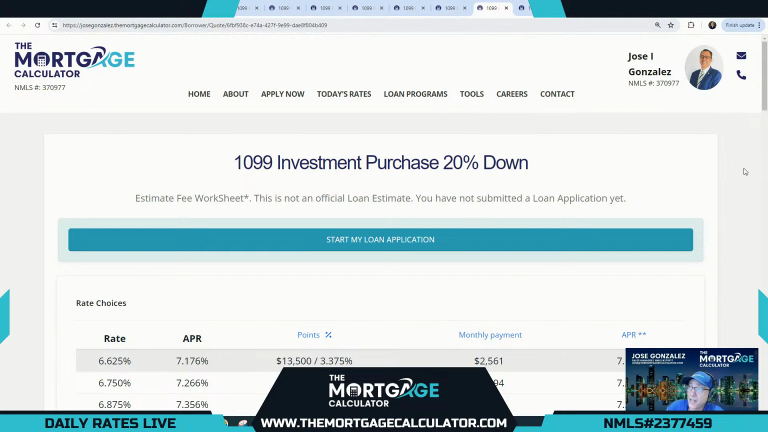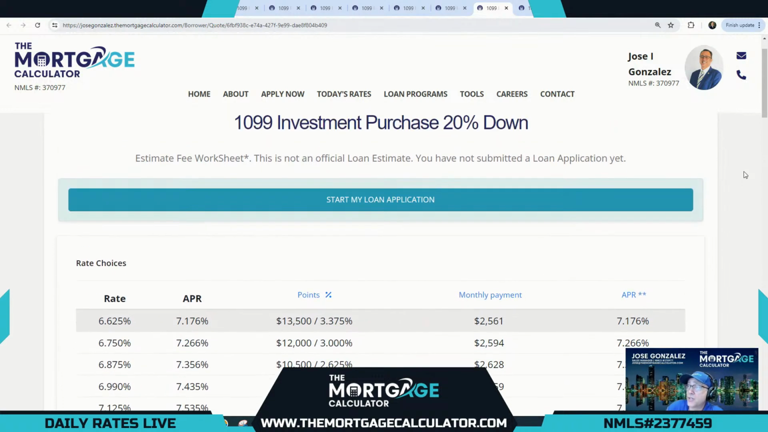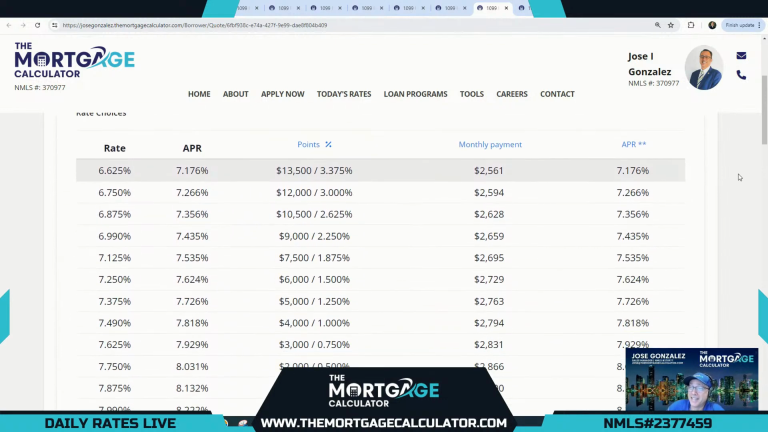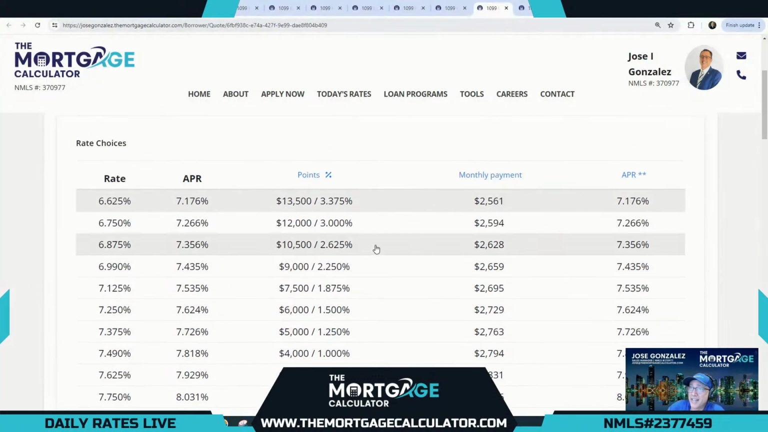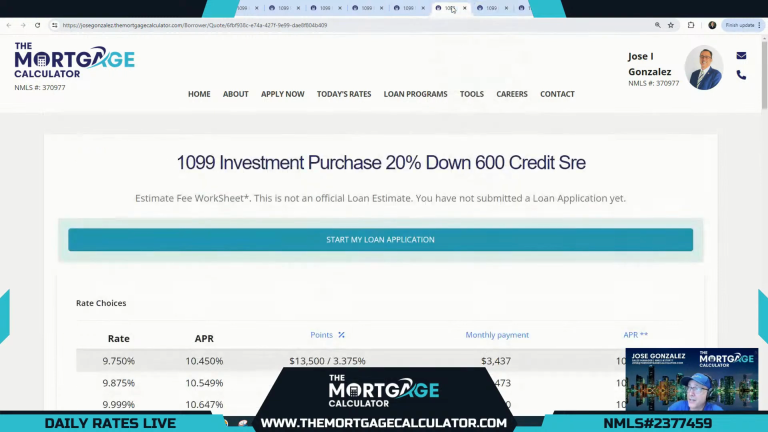Now our investment property options here, 20% down is our lowest cost option. Lowest down payment option. 7.99 is our lowest cost option there at par. 6.625 lowest rate option, 3.375.